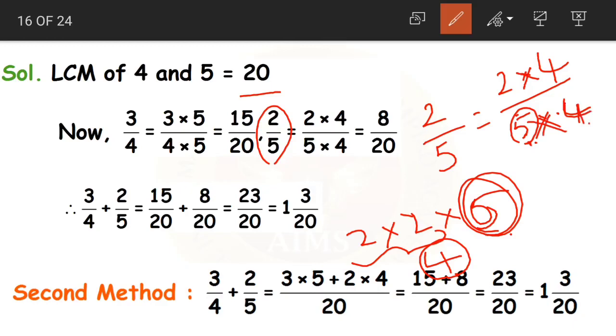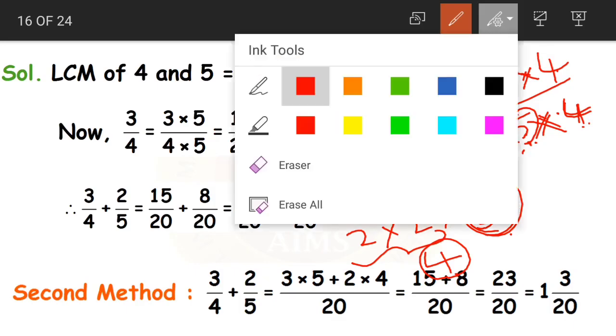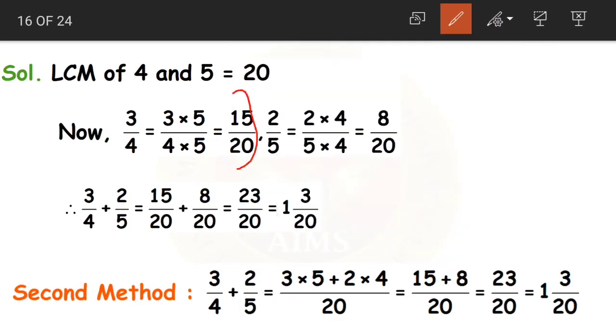Now 2 into 4 by 5 into 4. 2 into 4 gives us 8. 5 into 4 gives us 20. Now if you look at the equivalent fractions, one is 15 by 20 and the other is 8 by 20. Now are these two like fractions? Yes, these two are like fractions. Both have 20 as the denominator. So we can say that these two are like fractions.